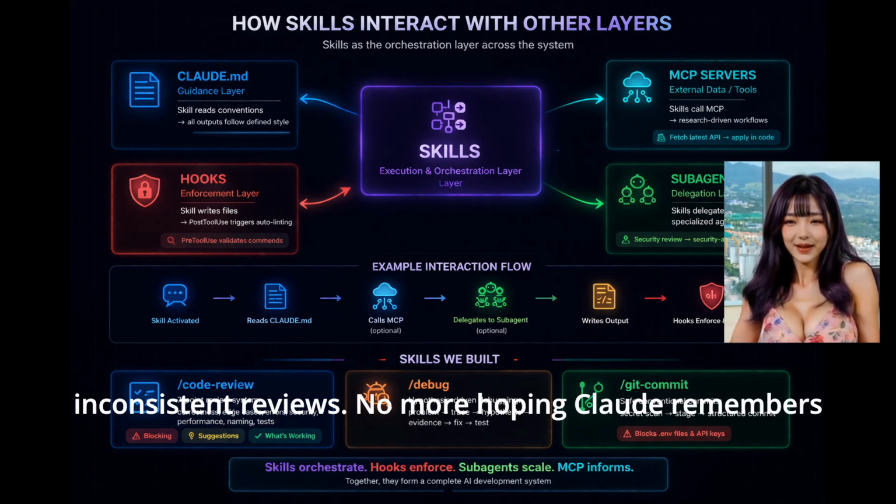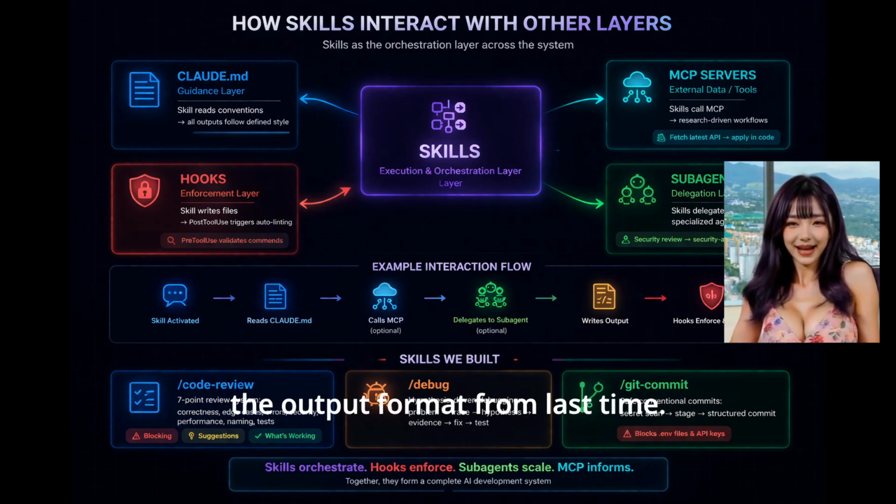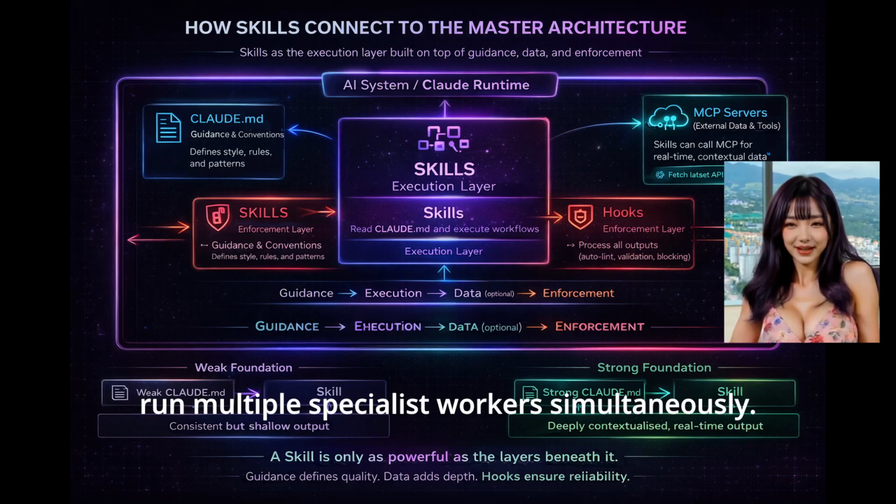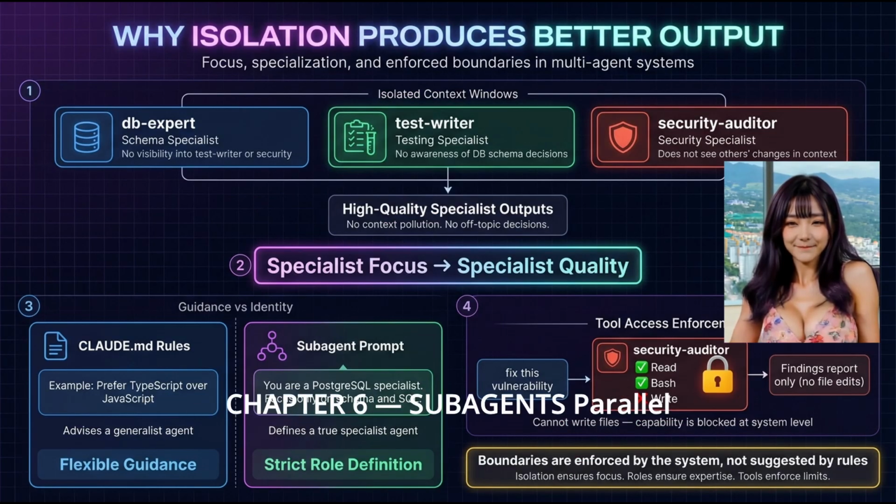No more hoping Claude remembers the output format from last time. In the next chapter, we give Claude the ability to run multiple specialist workers simultaneously. Chapter 6: Subagents. Parallel Specialist AI Workers.